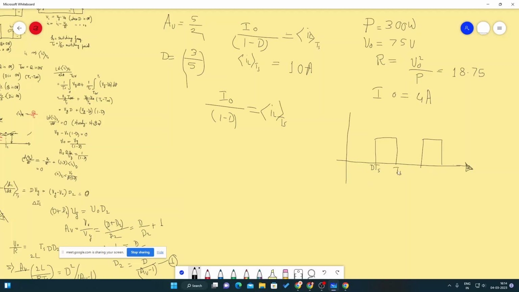So this is for 1 minus D duration. So take its average, it will be 1 minus D times the inductor current average. Yes, sir. Got it, sir.